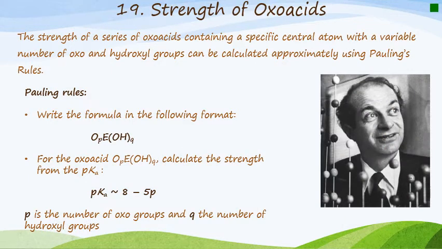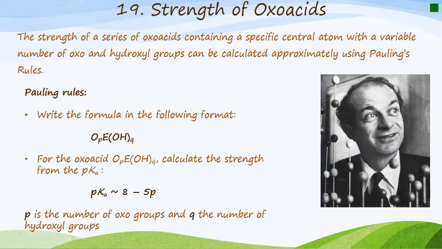Now, there's a method to determining the strength of oxoacids. The strength of a series of oxoacids containing a specific central atom with a variable number of oxo and hydroxyl groups can be calculated using a method that was developed by Linus Pauling. Pauling's rules are given in the slide. Go over them slowly and you will notice something.